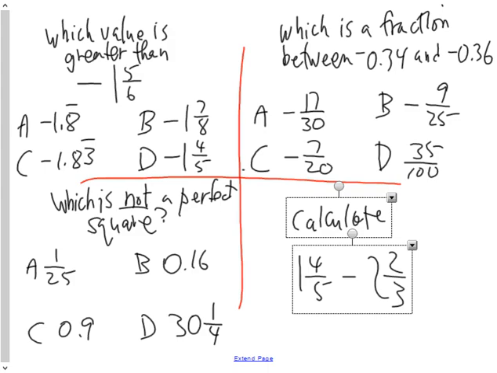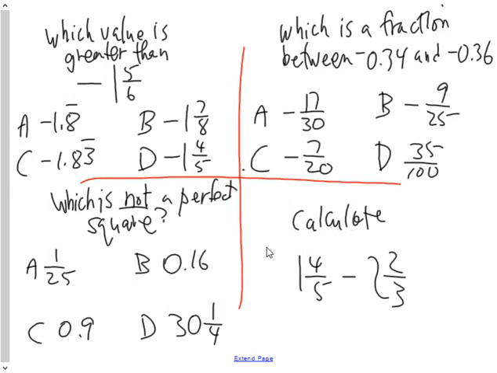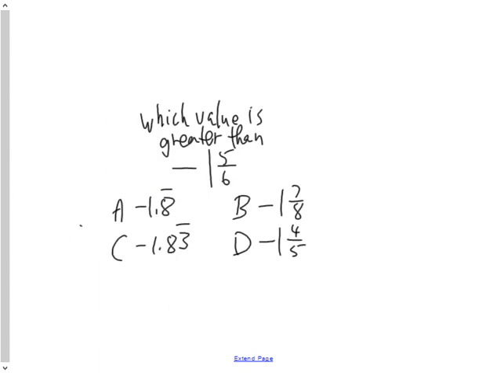In chapter 2, these 4 questions would be typical questions you might see on your exam, okay? So the first question says, which value is greater than -1 and 5/6? I have 4 choices, A, B, C, and D. The first thing I want to do is decide on which method I want to use to compare them. They either have to be all fractions or all decimals.